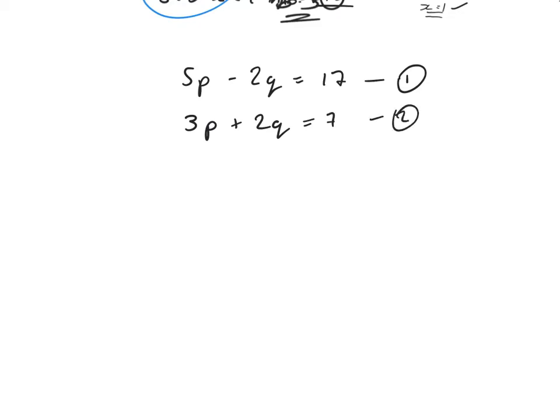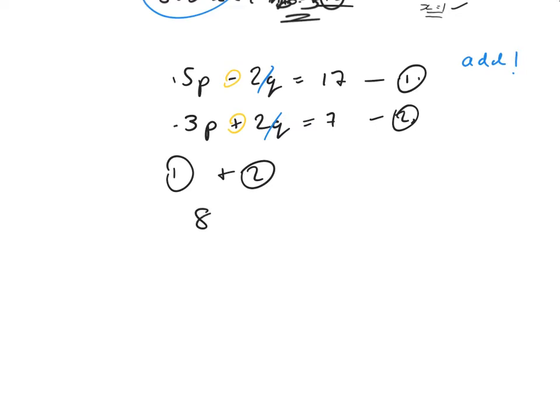Okay, example 3. 5p minus 2q is equal to 17, equation 1, and 3p plus 2q is equal to 7, equation 2. Okay, if it was 2 pluses, I would subtract, but it's not, it's a minus and a plus, so by this point I know to add the equations. Okay, so I'm going to add the equations, add 1 and 2.